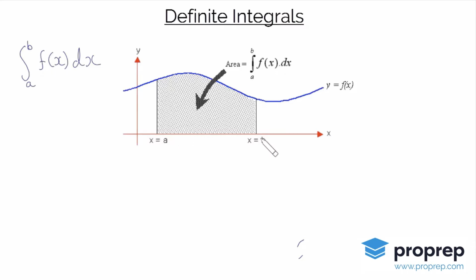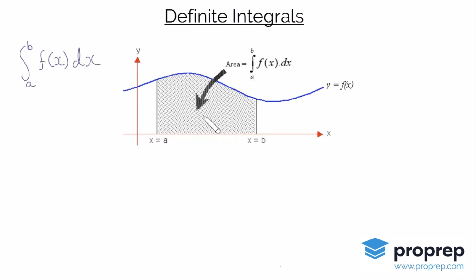Usually a is on the left, b is on the right, but not necessarily. But for the moment, we'll assume a is on the left, b is on the right. If not, you'll have to reverse the answer. So the integral from a to b of f of x dx, as written here, is just the area between the curve and the x-axis. Also going to assume that here we have a positive function.